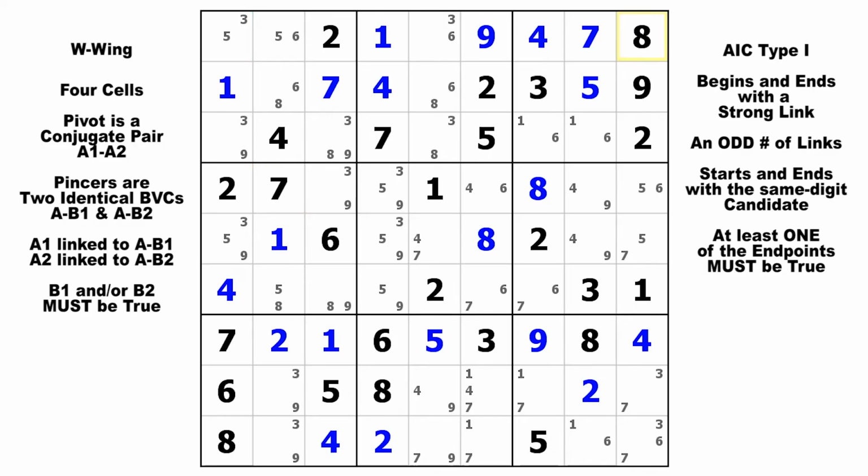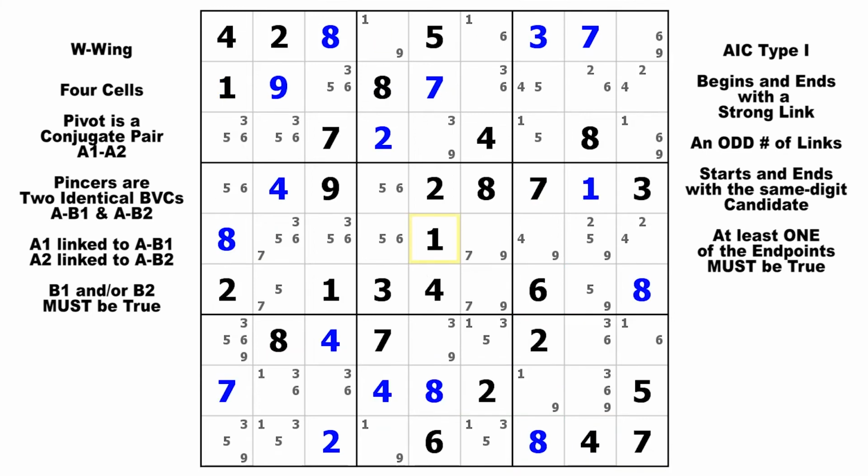Our conjugate pair here is on candidate 7 here in row 6. There's A1 and A2. And then we've got 7-1 and 7-1. Those are our two pincer cells, AB1 and AB2. So now candidate 1 is our candidate B, and that means any other candidate 1 that can see both of those 1s will be false, and there's one here and there's one here. Both of those are false. All right, let's go to the next one.